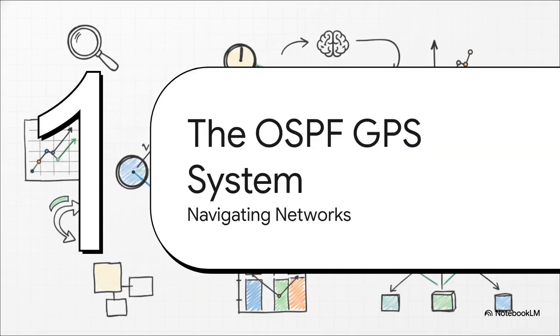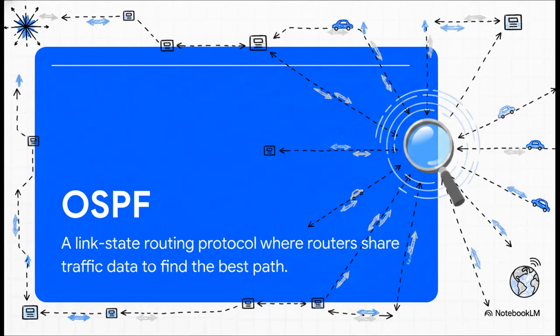The OSPF GPS system. To get started, I want you to imagine pulling out your smartphone to navigate rush hour traffic. You plug in a destination, and somehow it instantly knows exactly which roads are clogged, which ones are wide open, and the absolute fastest way to get you home. That exact concept is what brings us to OSPF, which stands for Open Shortest Path First.